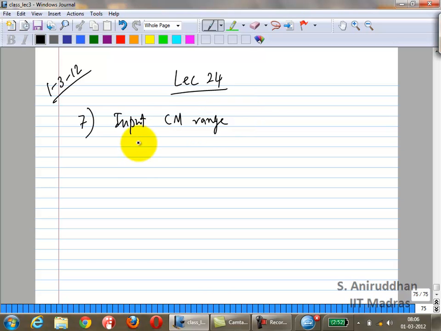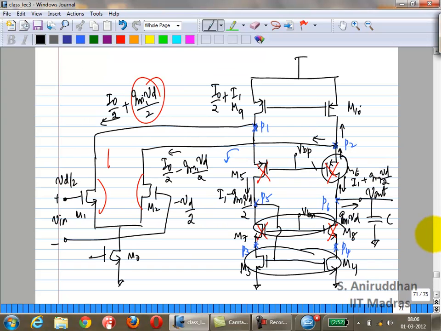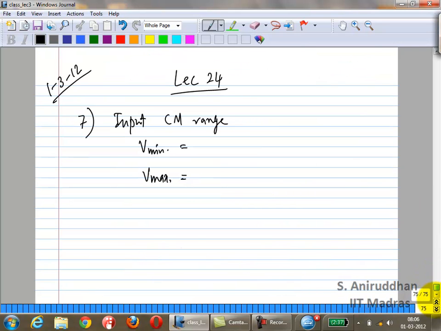So as far as the input common mode range goes, what is Vmin? What is the minimum input common mode range? Right? Very simple. Correct? VGS1 plus VDSAT0.